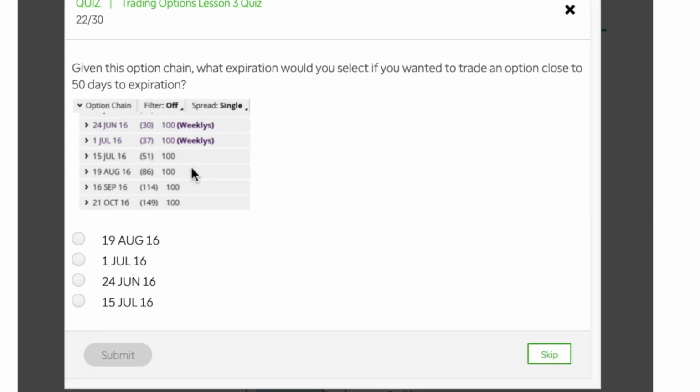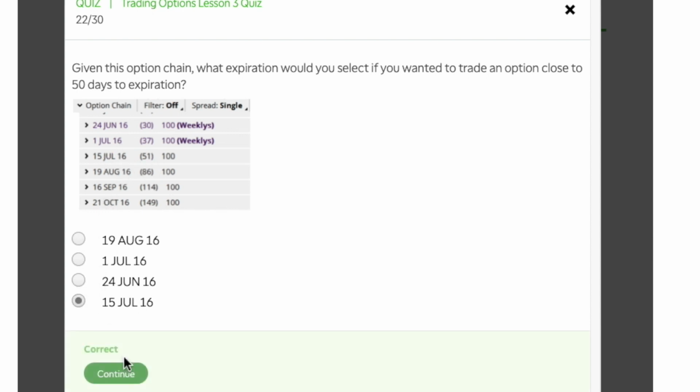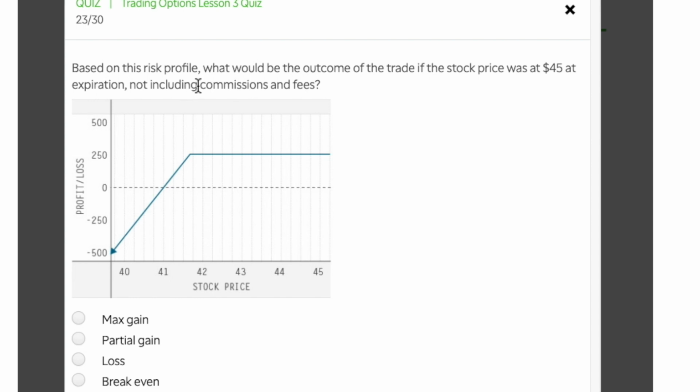Given this option chain, what expiration would you select if you wanted to trade an option close to 50 days to expiration? So we just look at these numbers. This is how many days out from expiration it is. So, July 16th.